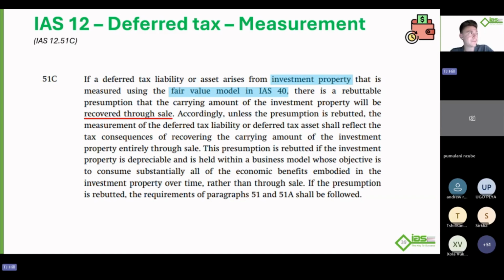So the assumption is that any investment property on the fair value model will be recovered through sale, which means your deferred tax must go via sale. Okay, but it is rebuttable. When can you rebut it? When can you prove that point wrong and say it is not sale, it's use? If the investment property is depreciable and is held in a business model where your objective is to consume substantially all the economic benefits in the investment property over time.